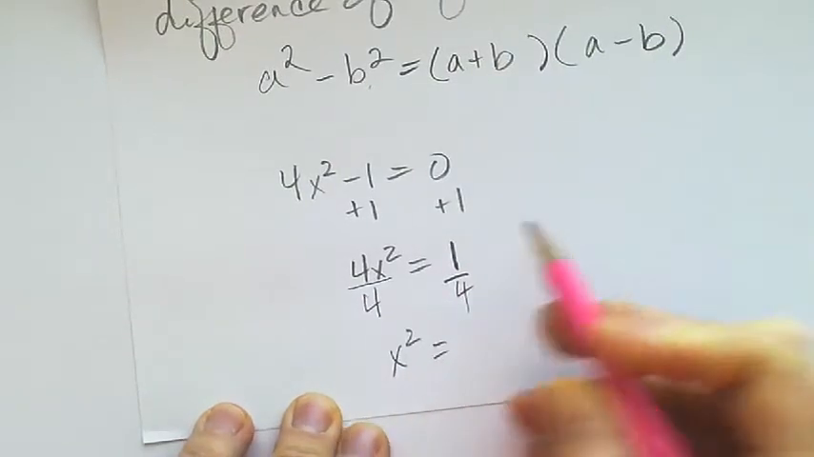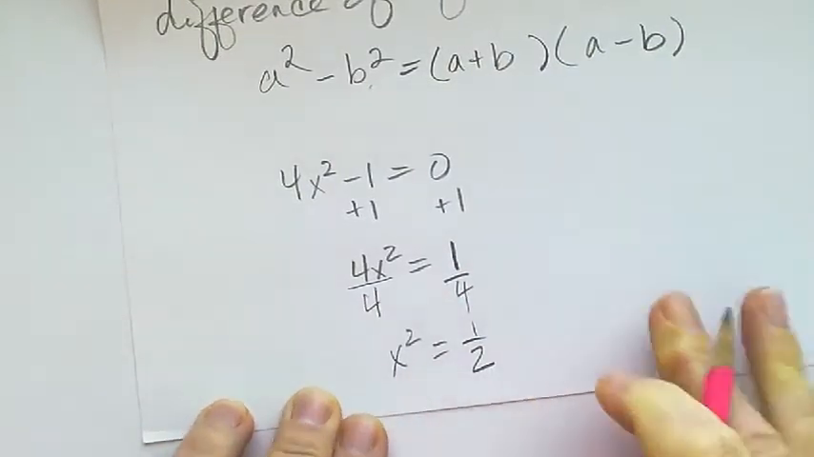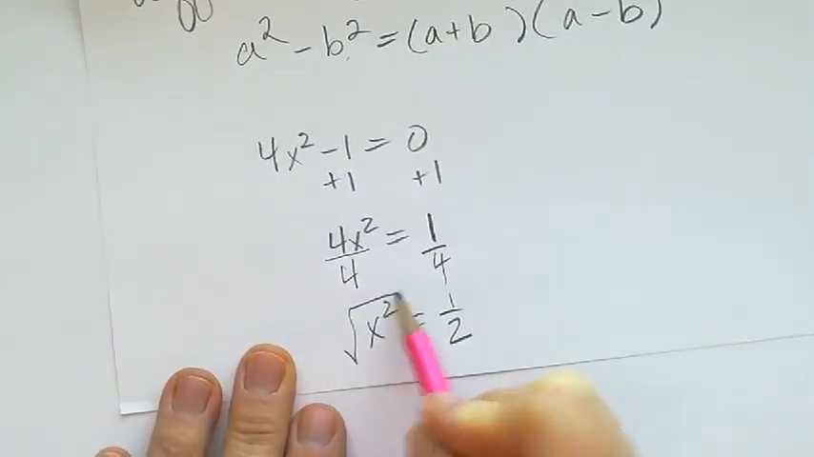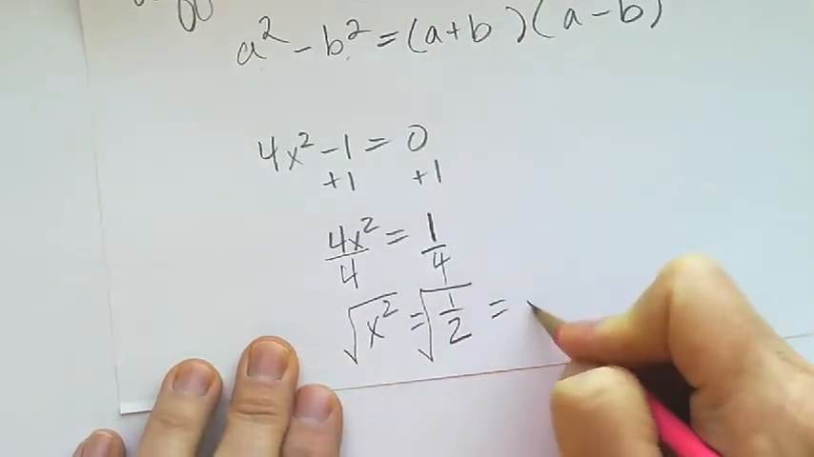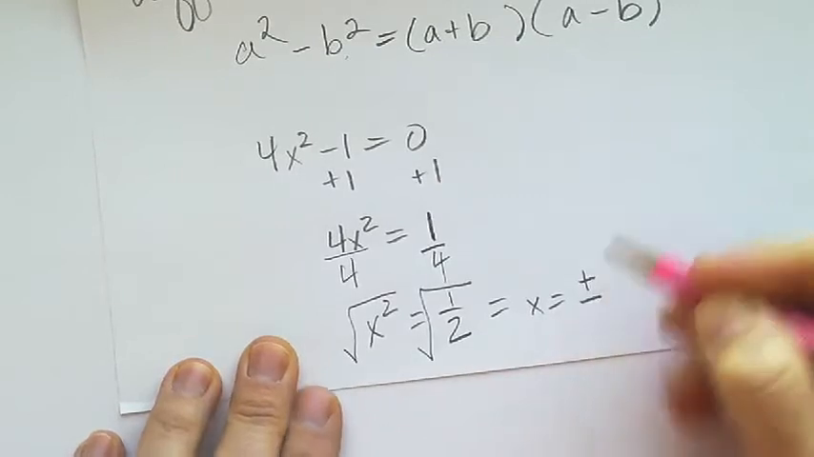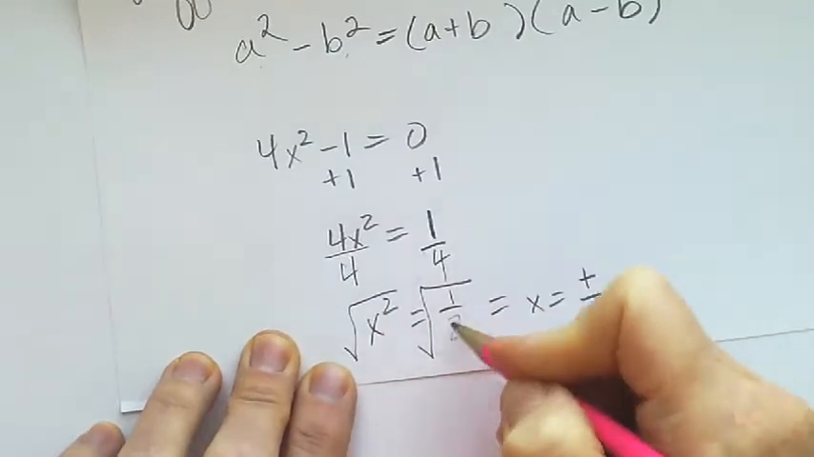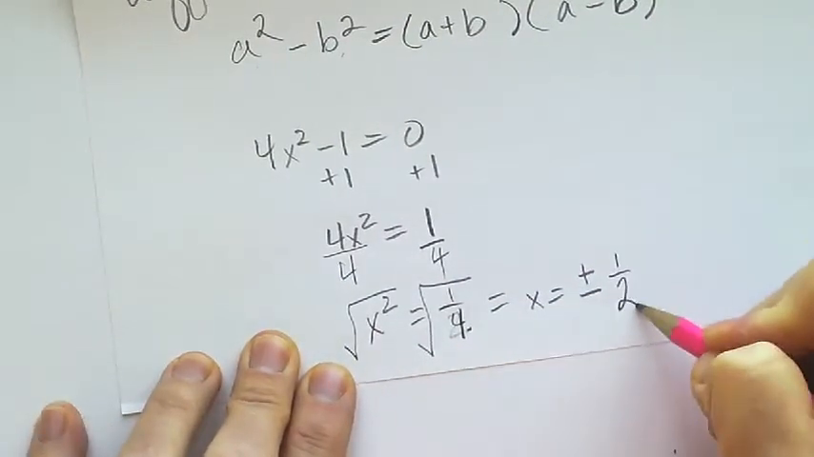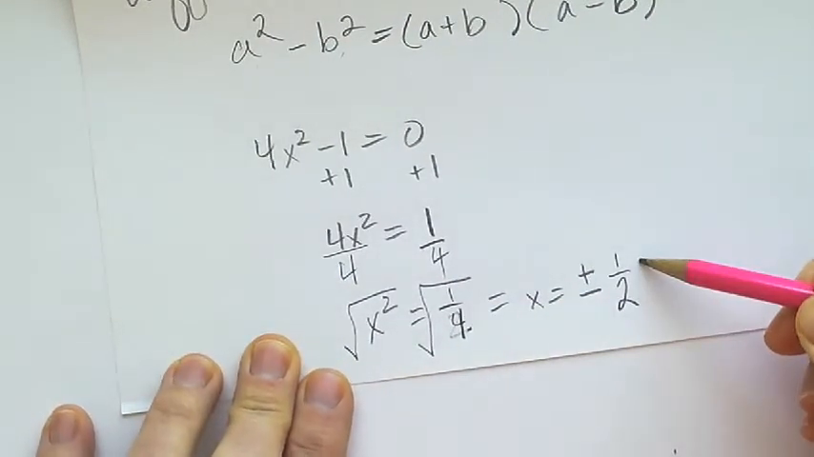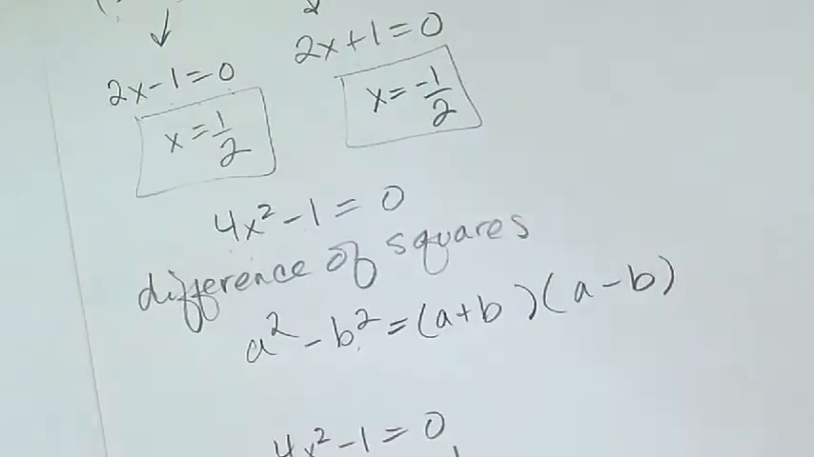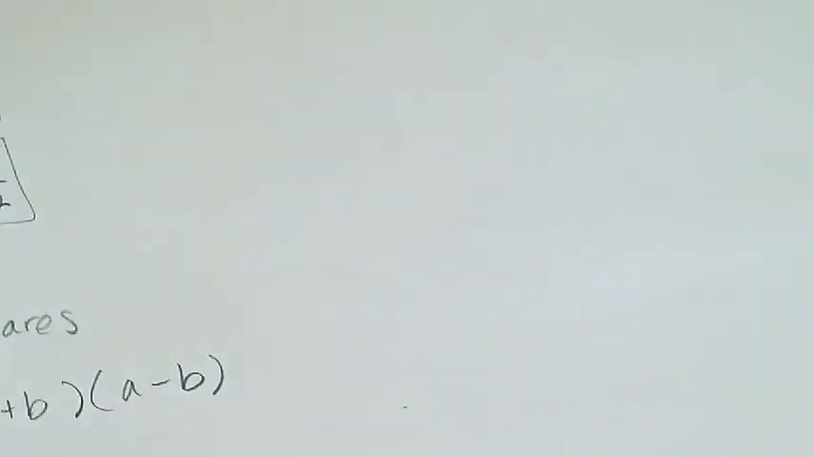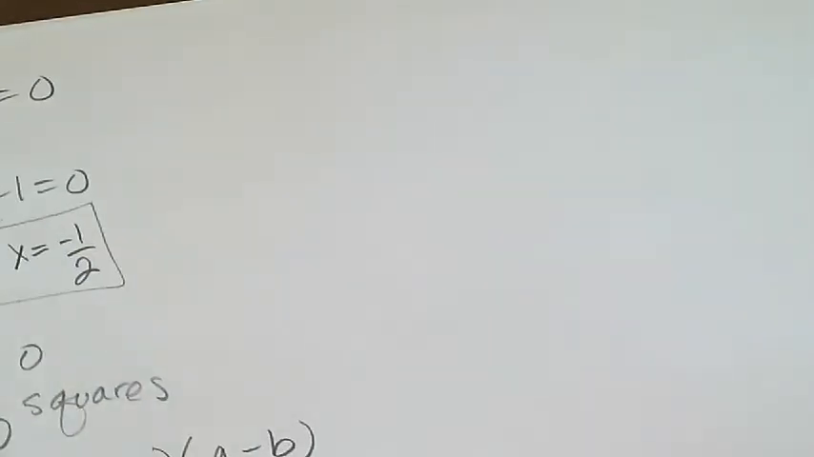x squared equals 1/4, and the opposite of squaring is taking the square root. So I've got x equals either positive or negative... oops, I wrote the answer before I should have. Square root of 1/4 is 1/2, because 1/2 times 1/2 is 1/4. Isn't that what we got up here? Positive 1/2 and negative 1/2. So 3 different ways to approach that. Hopefully this is starting to make sense.